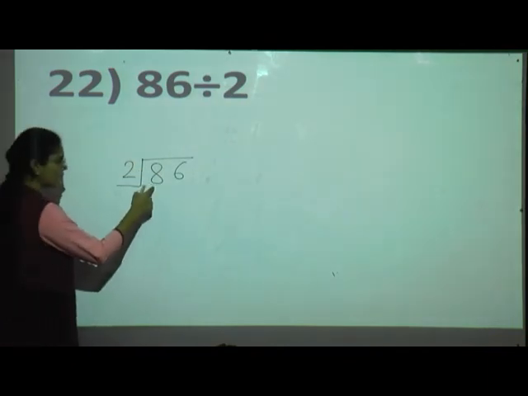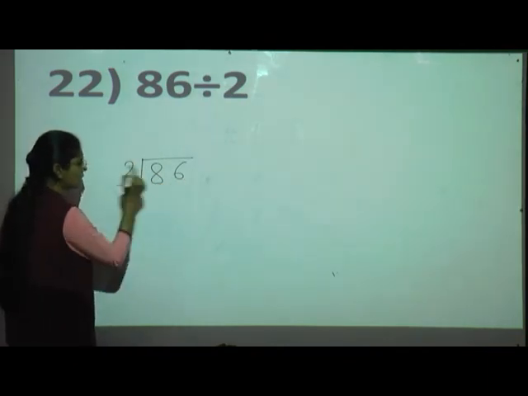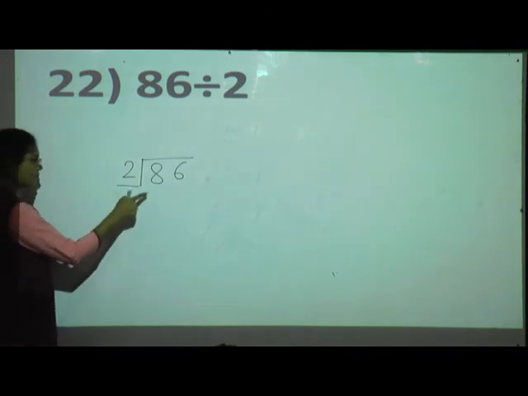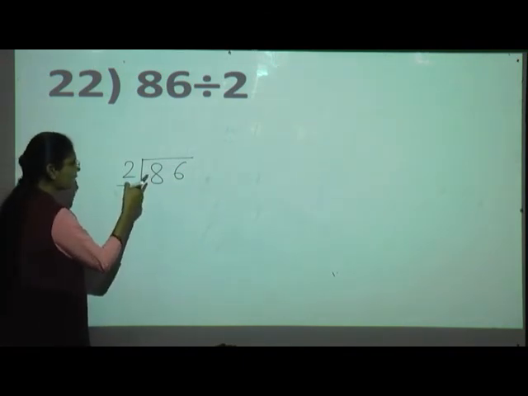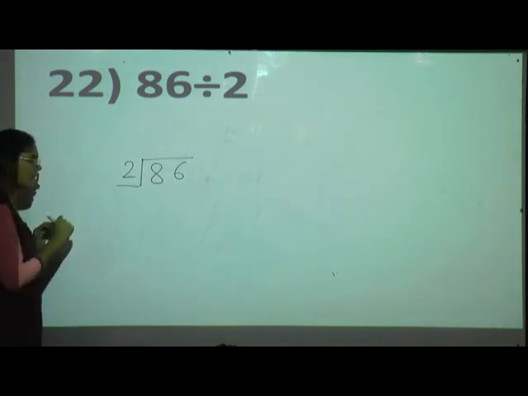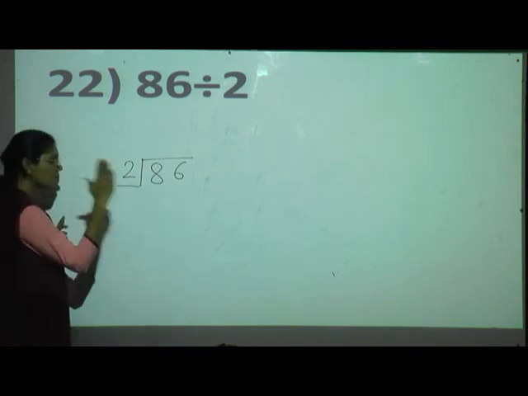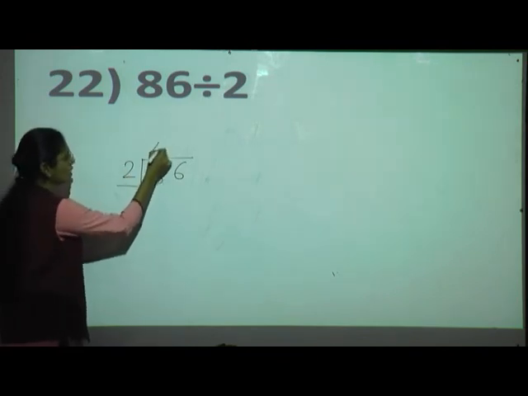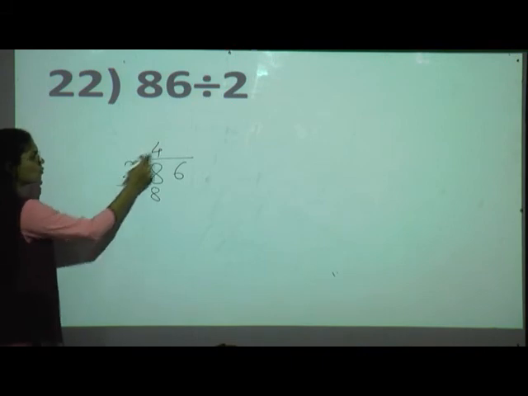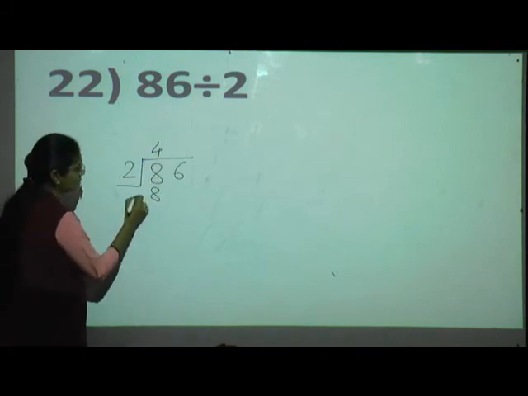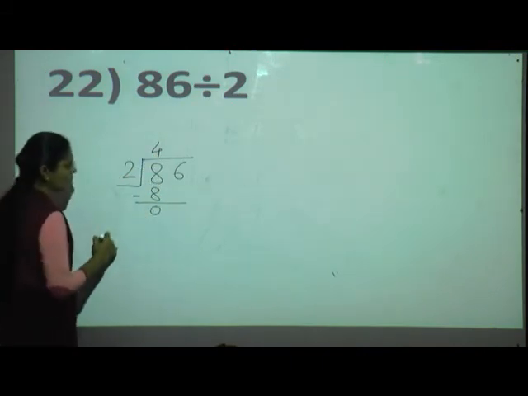Now see, at tens place here 8 is there, at ones place here 6 is there. So start from the tens place. At tens place here 8 is there. In 8 how many 2's are there? In 8 there are 4 2's. 2 4's are 8. 8 minus 8, 0.